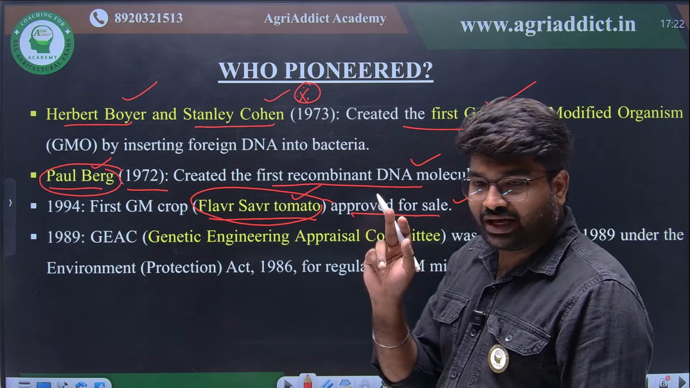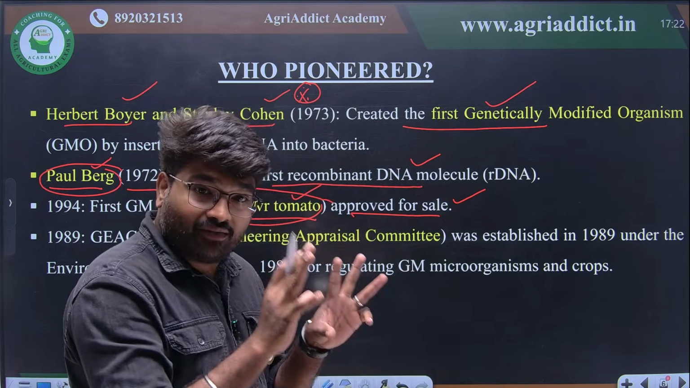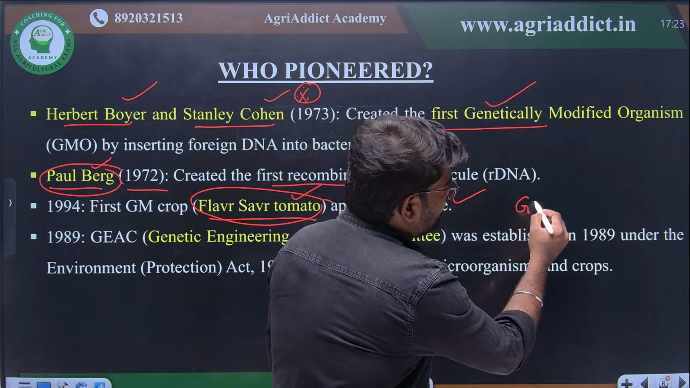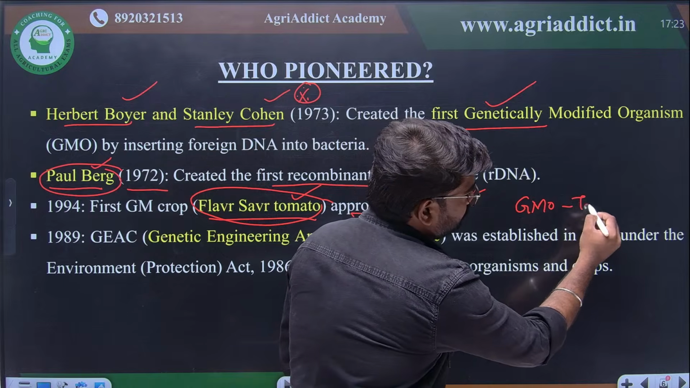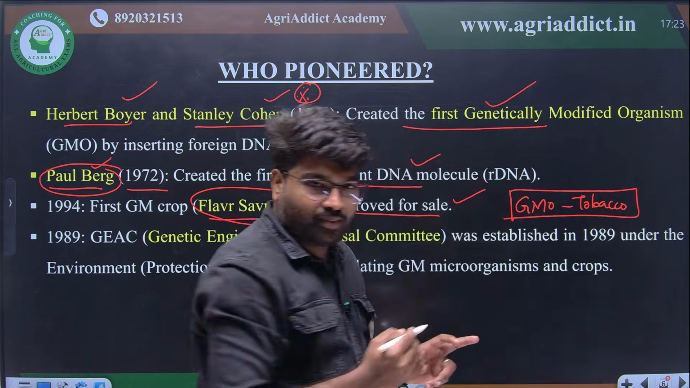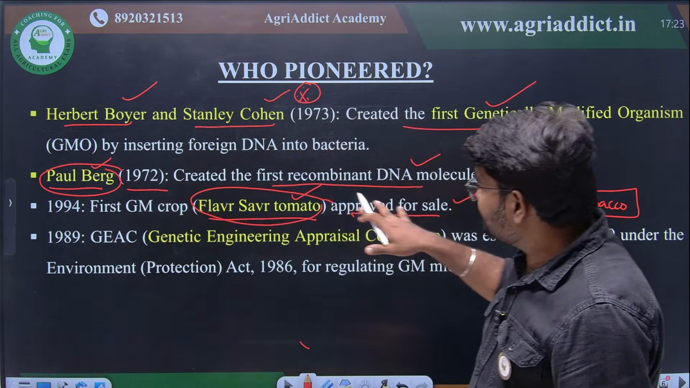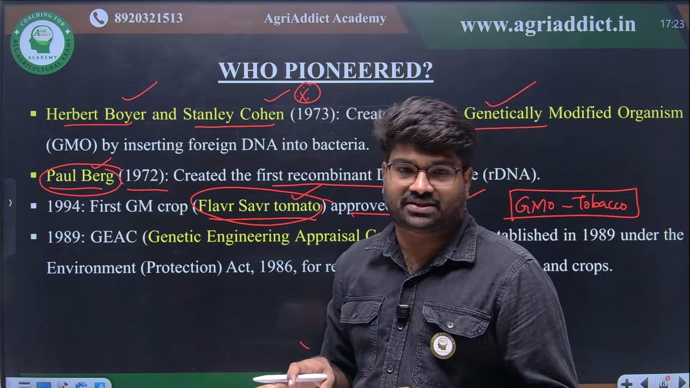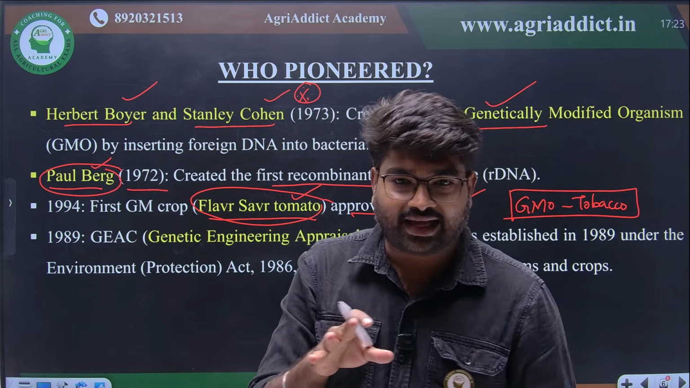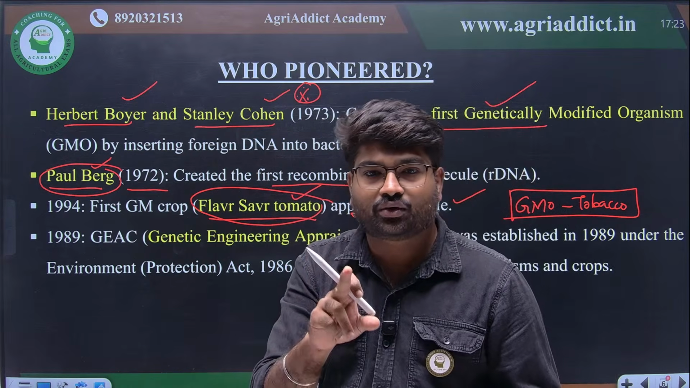You have to remember one thing. The first developed GMO crop is tobacco. Tobacco is the first developed GMO crop, but the first GMO crop approved for commercialization is Flavr Savr. You have to know this difference. In the question, you have to read what they are asking, then answer.